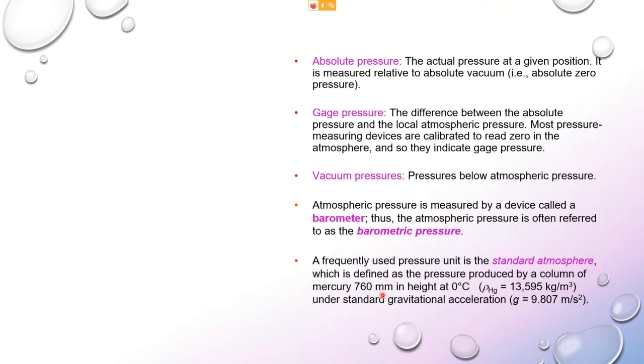So if you want to convert this 760 mm to Newton per meter square or to Pascal, you have to first convert this 760 mm to 0.76 meter.